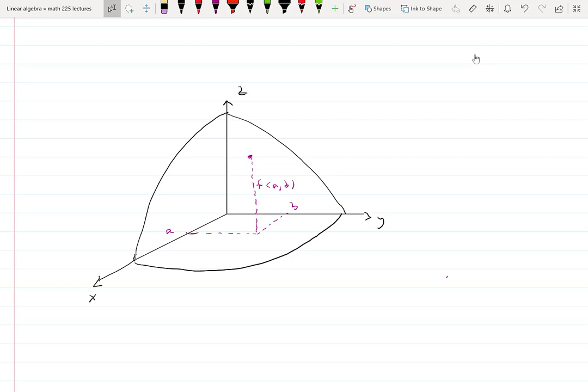Consider the point A corresponding to x equals a, y equals b, and z equals f of a b. I want to get rid of the f of a b. I'm going to need the room. What we're going to do is imagine slicing this surface with a knife.